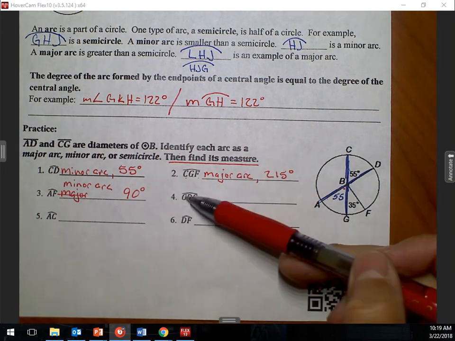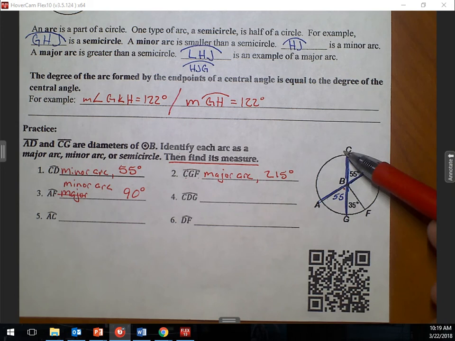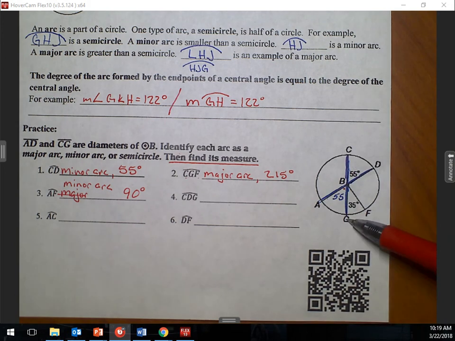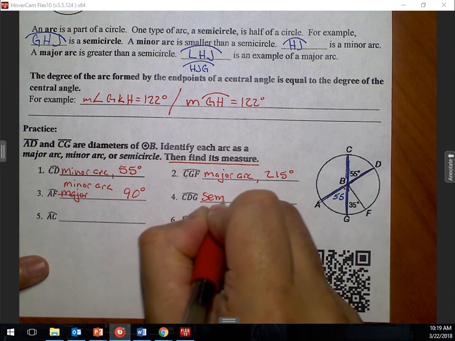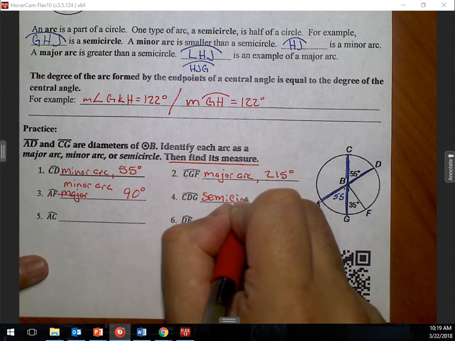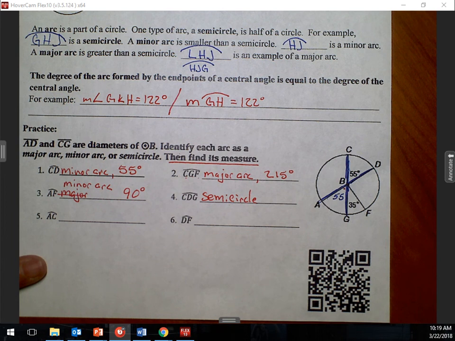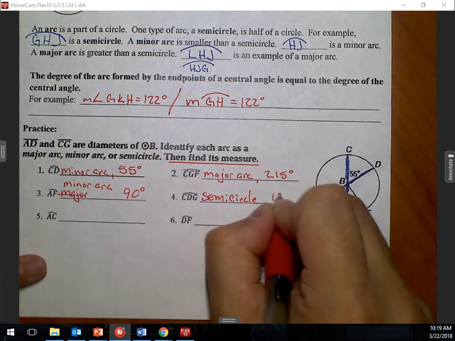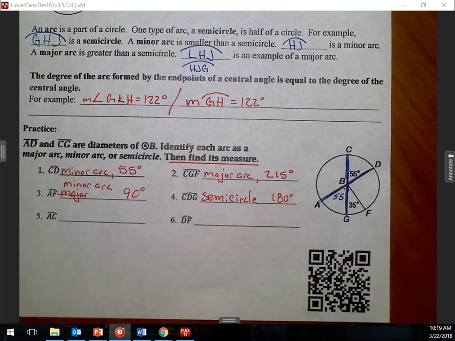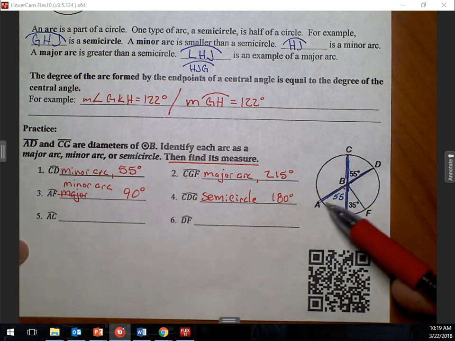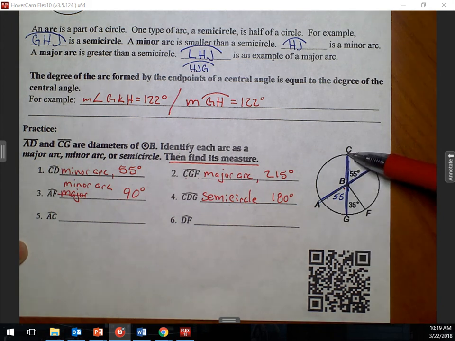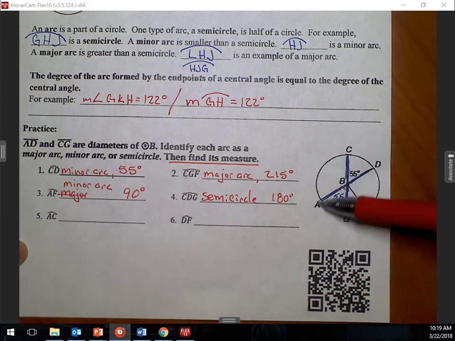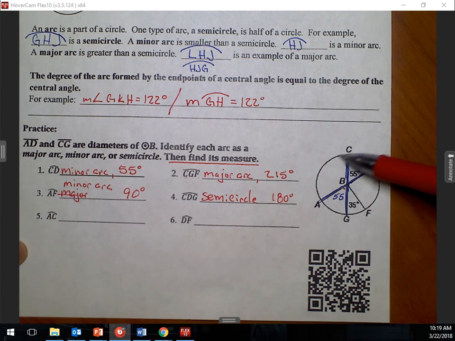Next one. CDG. C to D to G. Semicircle. Very good. Now, semicircle. How much is a semicircle equal? 180. AC. So from A to C. Now, we know, okay, actually let's start off with first. What type is it? Minor, very good.